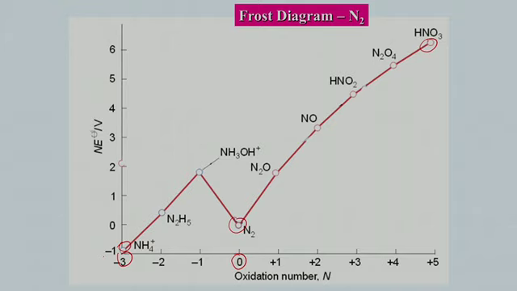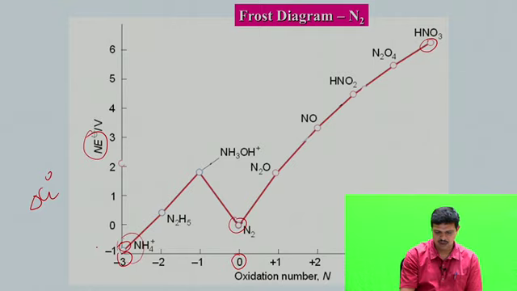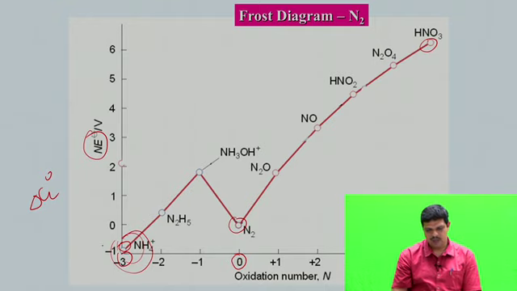Now, as I told, nE0 is basically parallel to delta G0. So the lower delta G0 is basically the stable species, and that is why for nitrogen NH4⁺ is the most stable species, and that is why it is at the lowest. If you see any species at the lowest nE0, that means in that particular series it will be the stable one. Next is nitrogen, N2.